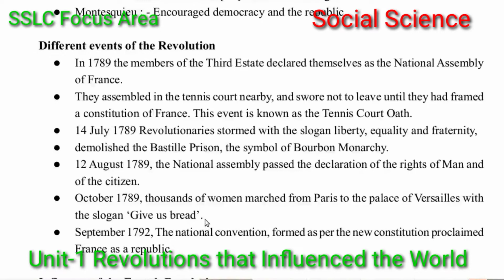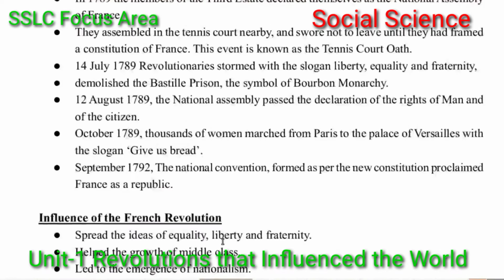In September 1792, the National Convention, formed as per the new constitution, proclaimed France a republic. These are the main events, or different events, of the French Revolution.